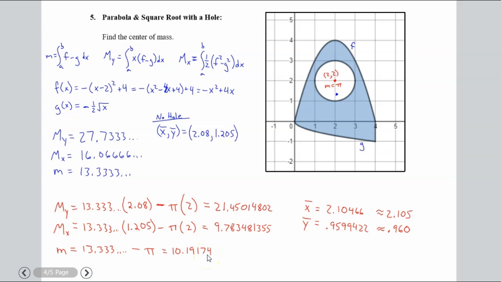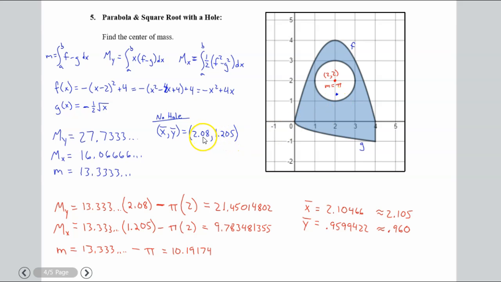10.19174 for the m. And if you divide those my over m, you get the x bar, so that's about 2.105. The y bar, 9.78 over that 10.19, so about 0.9599. You round it and about 2.105 and 0.960 to 3 decimal places. So that's going to be 2.1, so right around in here, and just a little bit more to the right.